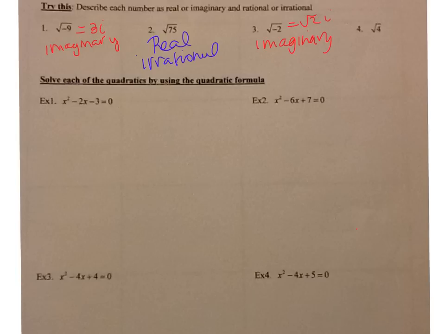And then we have the square root of 4. Now the square root of 4 is 2, so that is real, and that's rational. Remember, a rational number is any number that can be written as a fraction.